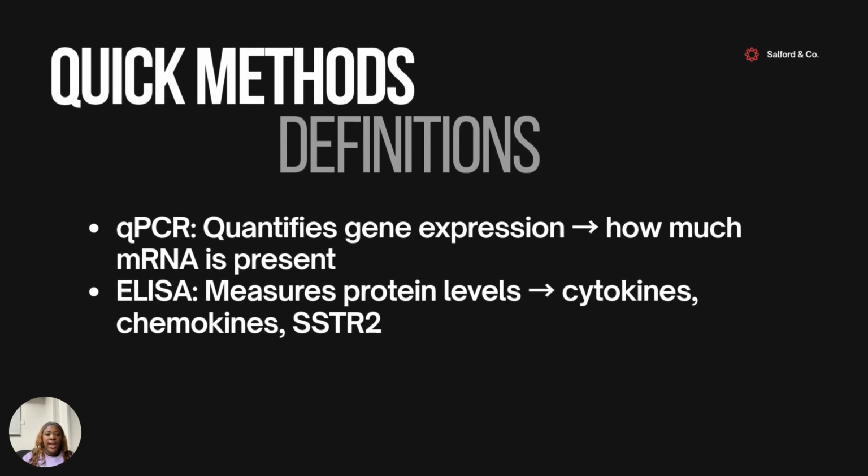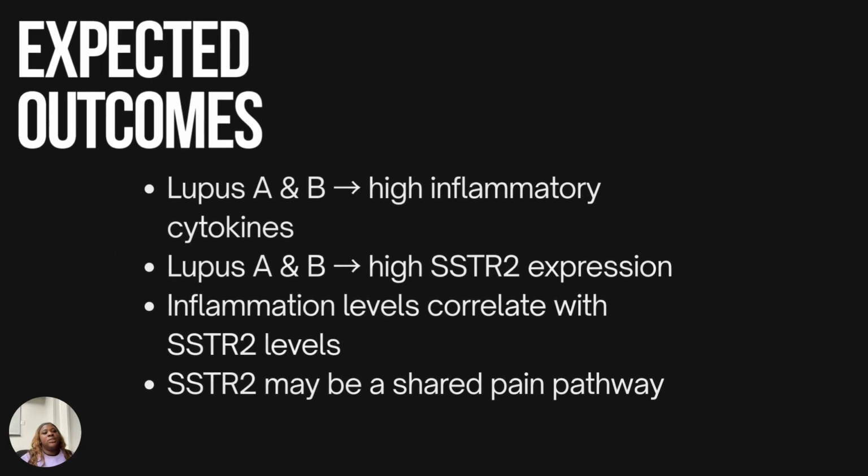So these aims help us understand if SSTR2 could be a shared therapeutic target across different lupus subtypes. Our quick methods: qPCR quantifies gene expression, how much mRNA is present, and then I keep calling it ELSA, but it's ELISA. ELISA measures protein levels, so cytokines, chemokines, SSTR2.